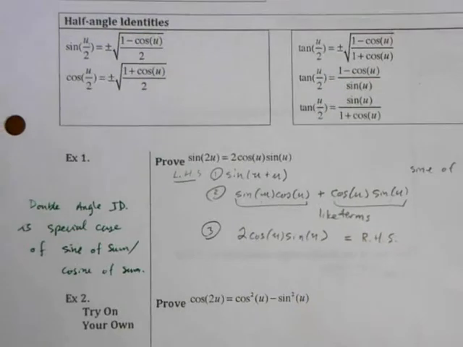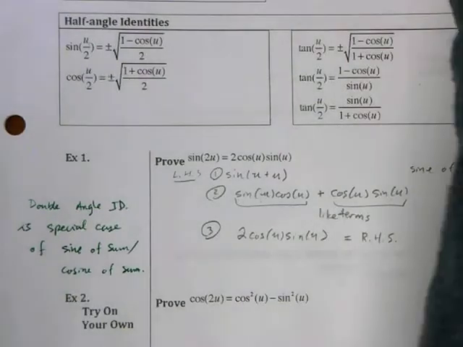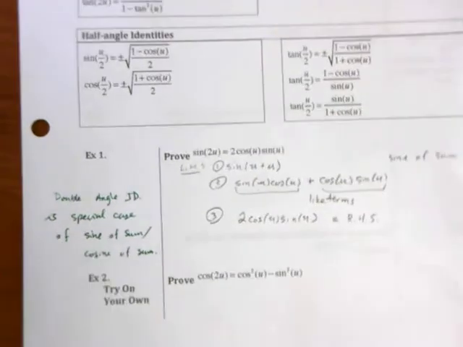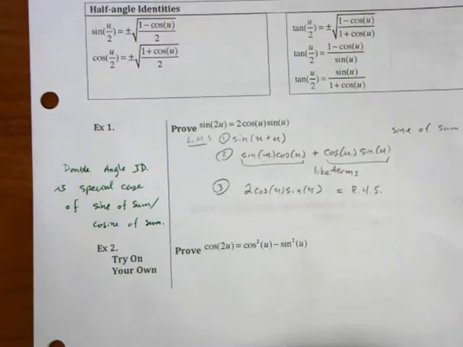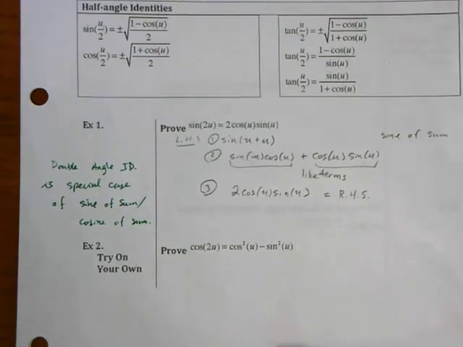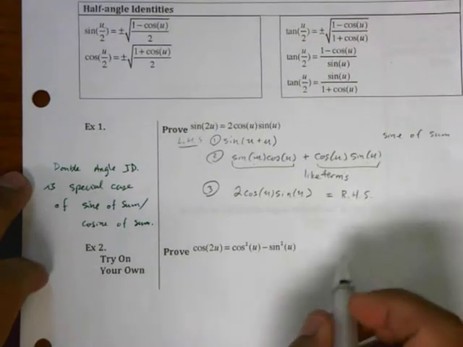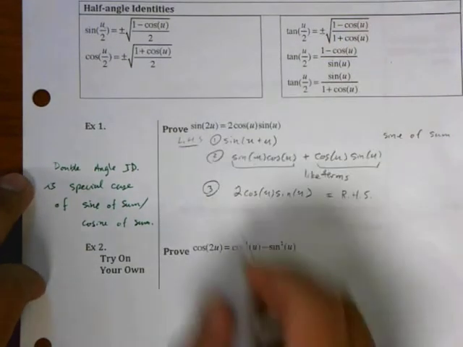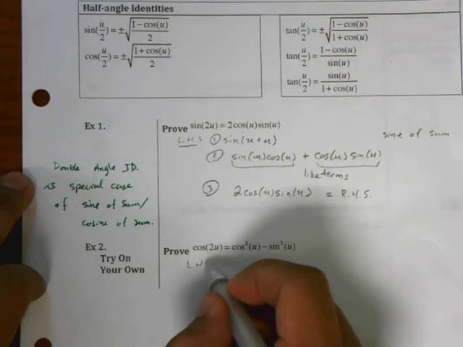Now the next one says to try it on your own, and you should certainly do that before you hit play. So you should hit pause, try this on your own, and then go back to the video if you still have a hard time with it. Okay, and so if you did have a hard time with it, this is how it's done, and we're going to follow the same concept that we did up here.